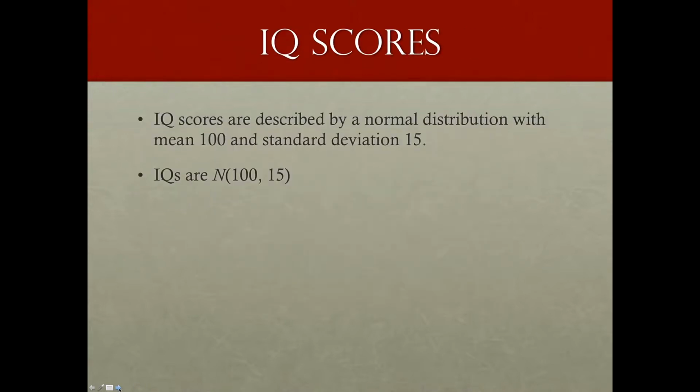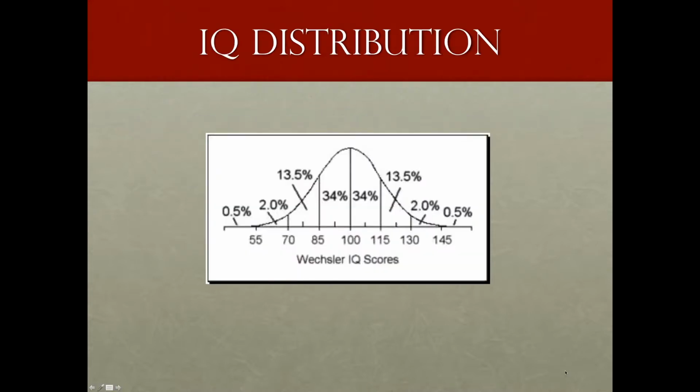All right, gang, IQ scores, as I said earlier, are described by a normal distribution with mean 100, standard deviation 15. And we often abbreviate that by saying IQs are N, capital N stands for normal distribution. The first number is the mean, the second number, of course, is the standard deviation. So guys, if you look at the breakdown, you can see that the mean is in the center, meaning that half the people have IQs above 100, half the people have IQs below 100.